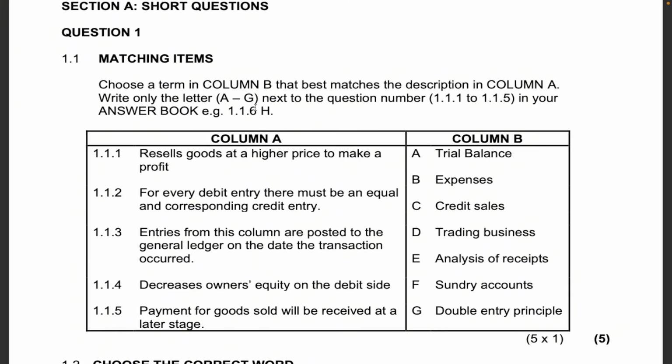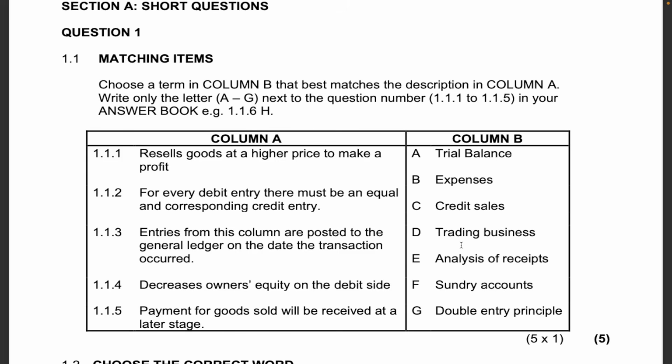Let's look at 1.1.1. What are we told here? Resells goods at a higher price to make a profit. Well, what would you call that? It's not a trial balance, it's not expenses, because you are reselling goods to make a profit. It's not credit sales. Credit sales is specifically you selling goods on credit, meaning your clients or your debtors will pay you at a later point in time. Trading business, analysis of receipts, no. Sundry accounts, double entry system, no. And so the one that comes close to that would be the trading business.